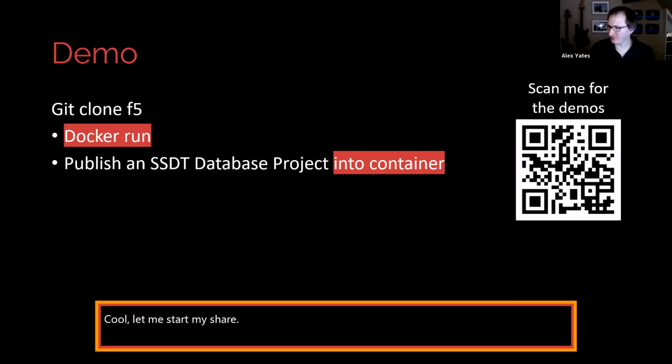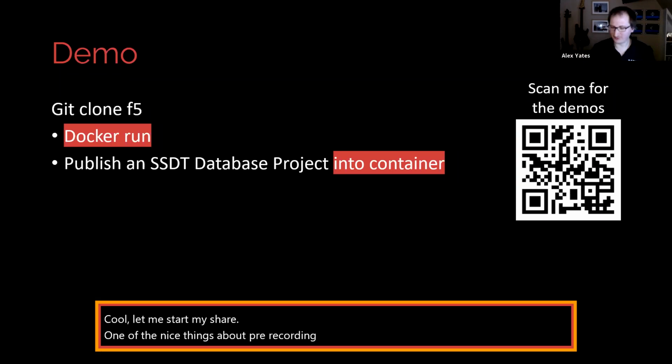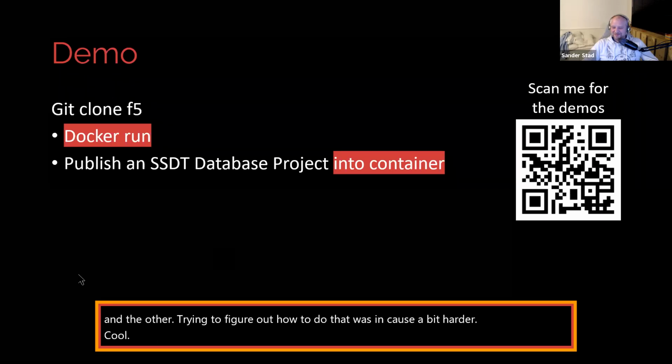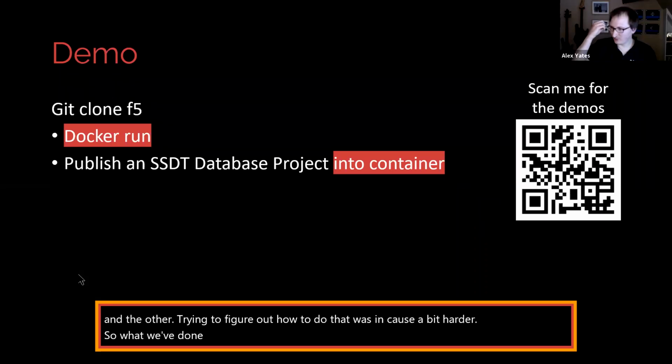One of the nice things about pre-recording is we can automate this toggling between one and the other. Trying to figure out how to do that on a Zoom call is a bit harder. Cool. So what we've done there is we can spin up Docker containers, we can deploy our code to them, and that's great.